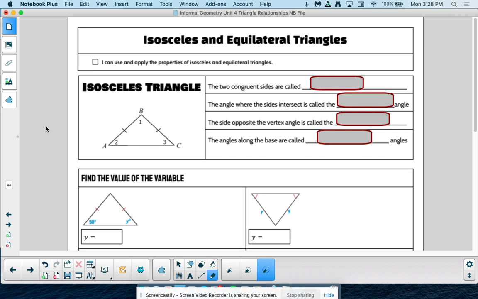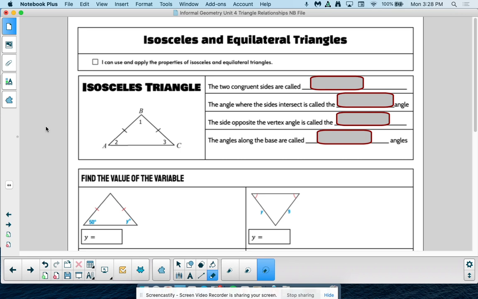So you kind of already know what those two triangles are, right? We know an isosceles triangle has two sides the same, and an equilateral triangle has all sides the same. But now we're going to learn some more things about our isosceles triangles and equilateral, I suppose, for that matter. Okay, so let's just dive in here.